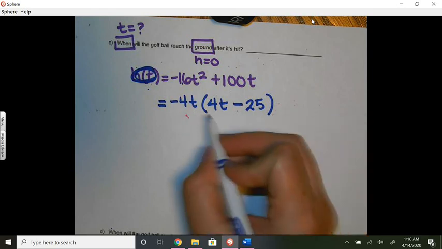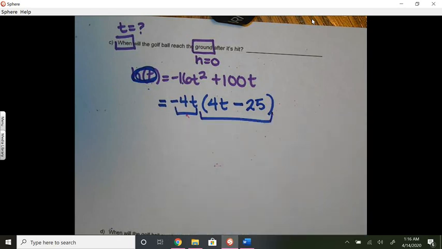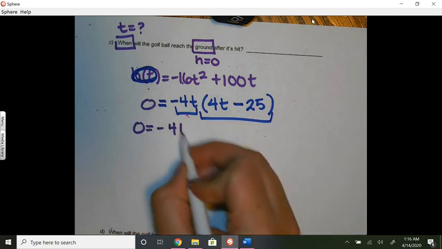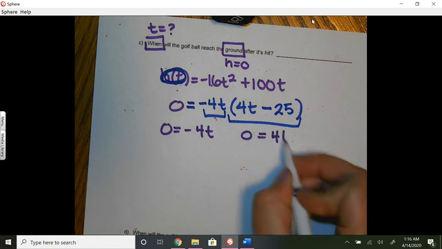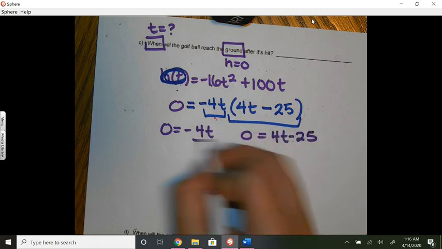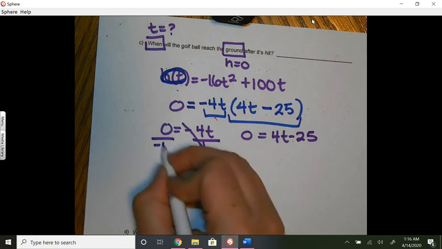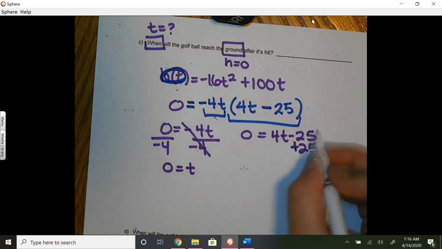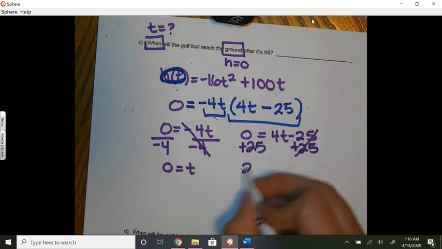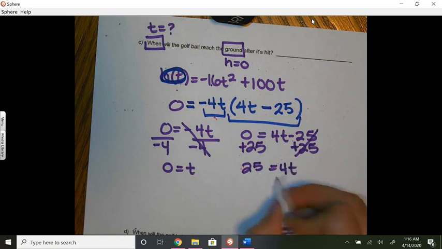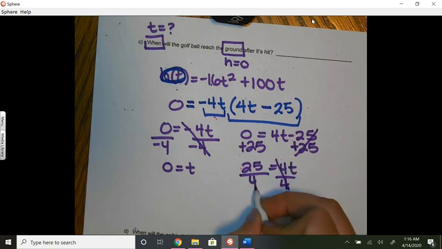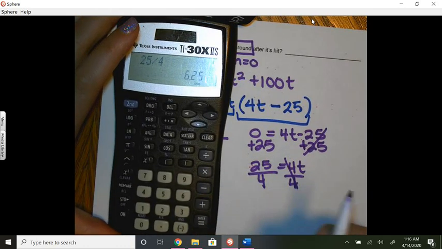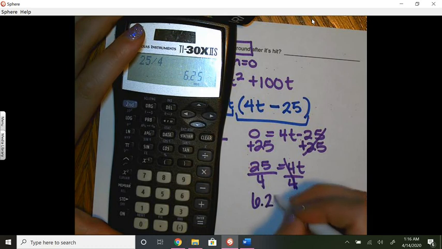Okay, so now that it's factored, we're going to set each of these equal to 0. So we're going to have 0 equals -4t, and 0 equals 4t minus 25. So we're going to go ahead and divide by -4 here, and we would get 0 equals t. And then we're going to add 25, and then divide by 4. And we have 25 divided by 4 is 6.25 for t.